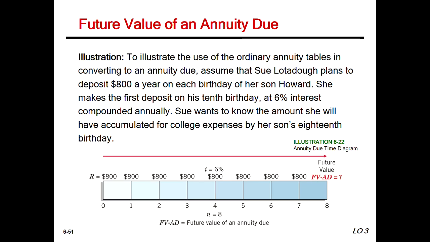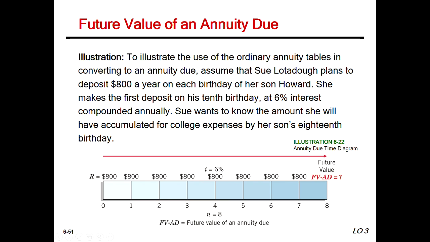All right, so we're going to assume that Sue Lauderdale plans to deposit $800 a year on each birthday for her son, Howard. She makes the first deposit on his 10th birthday at 6% interest compounded annually. She wants to know the amount that she will have accumulated for college expenses by her son's 18th birthday. Okay, so let's look at these. So we've got $800. This is an annuity due.